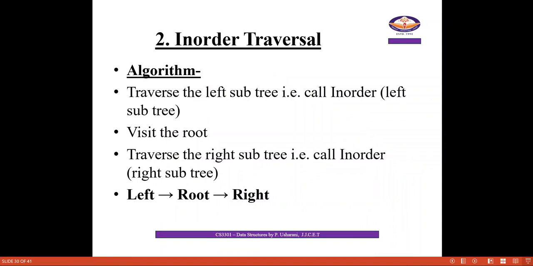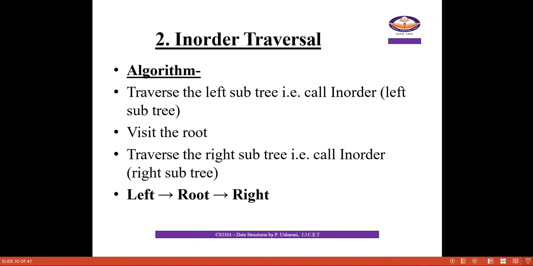In-order traversal. In-order traversal is a fundamental method used to visit all the nodes in a binary tree systematically. This traversal technique follows a specific order. It first visits the left subtree, then the root node, and finally the right subtree. This approach is particularly useful for binary search trees because it retrieves the node values in ascending order.